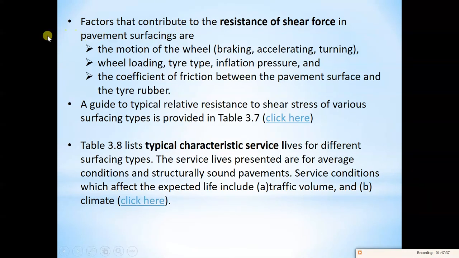So the factors are the motion of the wheel. The tire, the car, you do some braking, accelerating and turning. So the tire will slow down, will accelerate, and then you turn. So they cause a lot of shear force. The wheel loading: is it a motorcycle, or just a motor car, or SUV, or is it the trailer, semi-trailer, 30-wheel trucks?